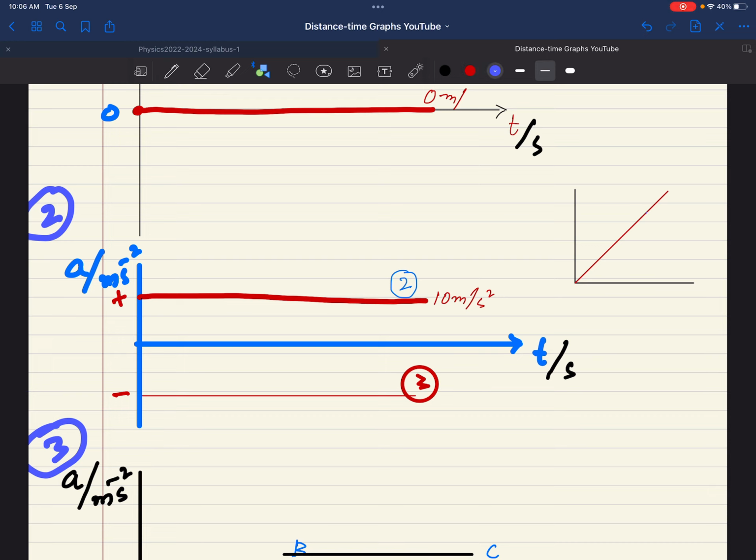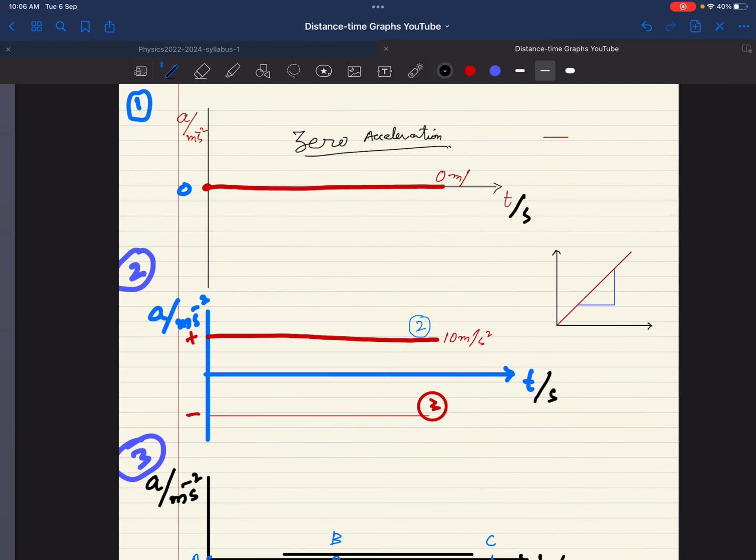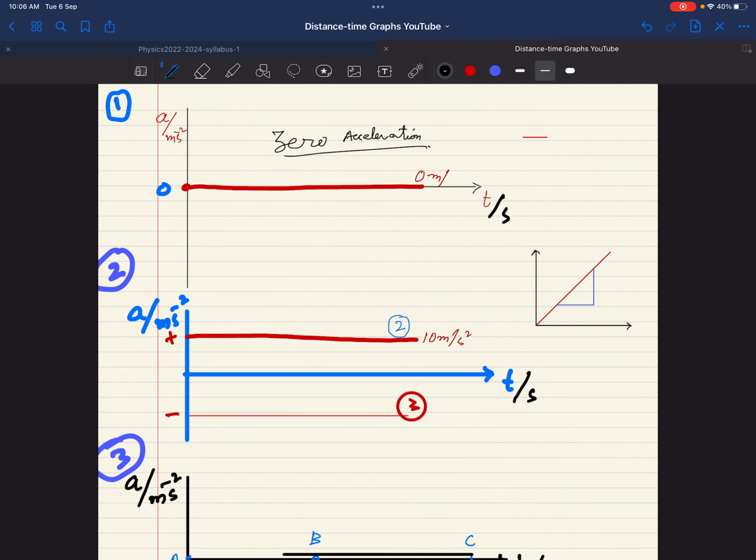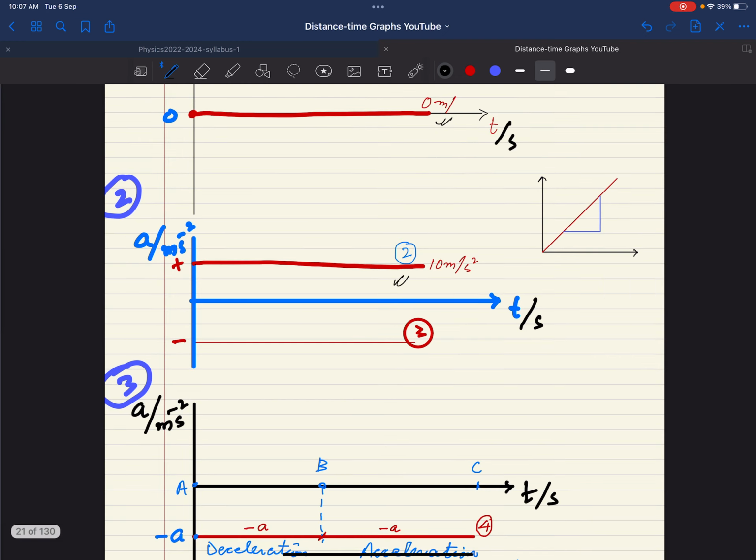You know that the gradient of this graph is the acceleration, and of course it is constant acceleration. And there is another thing which is very important. This acceleration is also constant but zero. This acceleration is also constant but has a value. So like suppose this is 10 meter per second square. So be careful of this fact that here we have this situation.